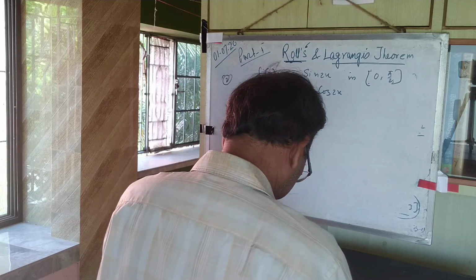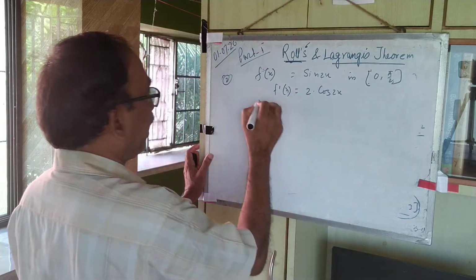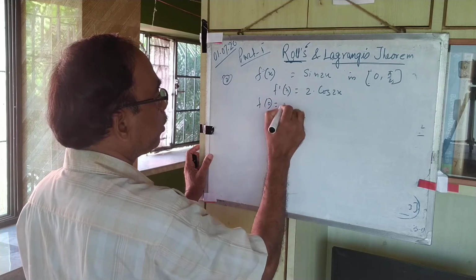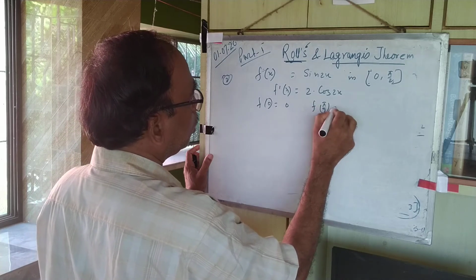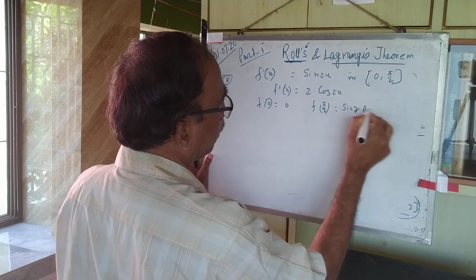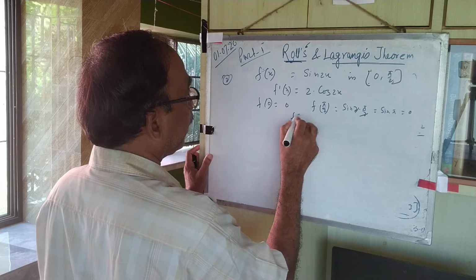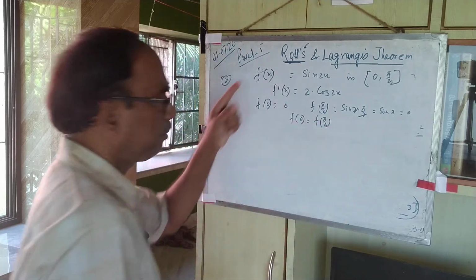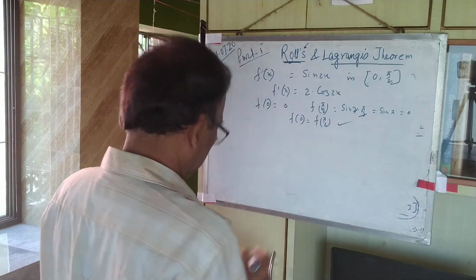It is also differentiable in the closed interval 0 to pi by 2. f(0) equals sine 0, which is 0, and f(pi by 2) equals sine 2 into pi by 2, that is sine pi, that is 0. Therefore f(0) equals f(pi by 2). Therefore, the three conditions of Rolle's theorem have been satisfied.